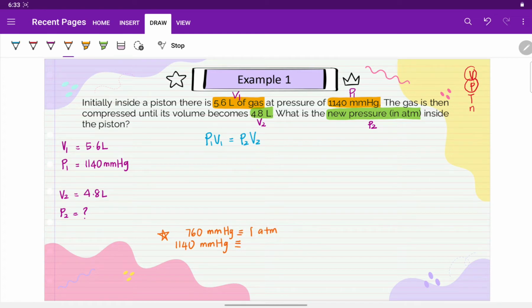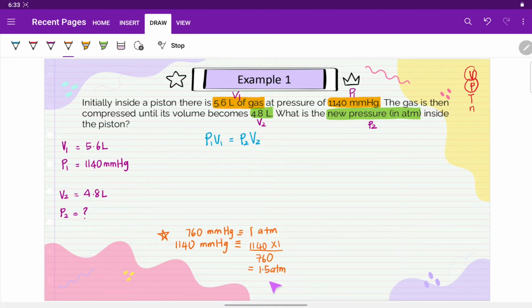So buat macam kita selalu buat stoichiometry. So 140 times 1 over 760. Okay, so kita akan dapat kita punya pressure dekat sini adalah 1.5 ATM.